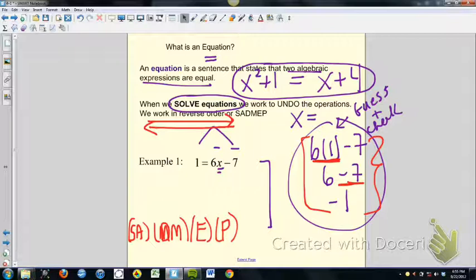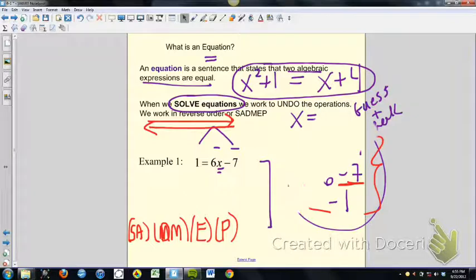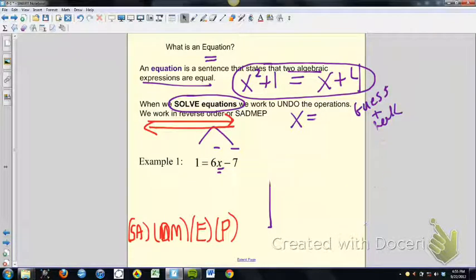So since I have two of these, I'm just going to erase this right here so I have more room. I have two operations to work with here. I have trying to get rid of subtraction and trying to get rid of the multiplication that binds the 6 to the x. I'm going to choose to get rid of the subtraction first. Essentially I'm asking the question, what was 6x before you subtracted 7? All right, so you know that 6x minus 7 is 1. Well, what was it before you subtracted 7?